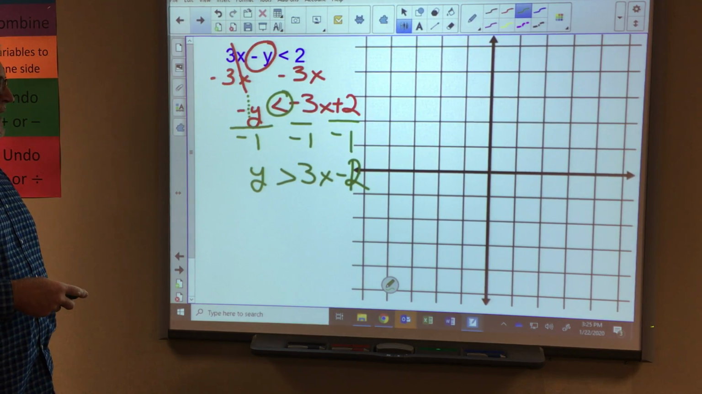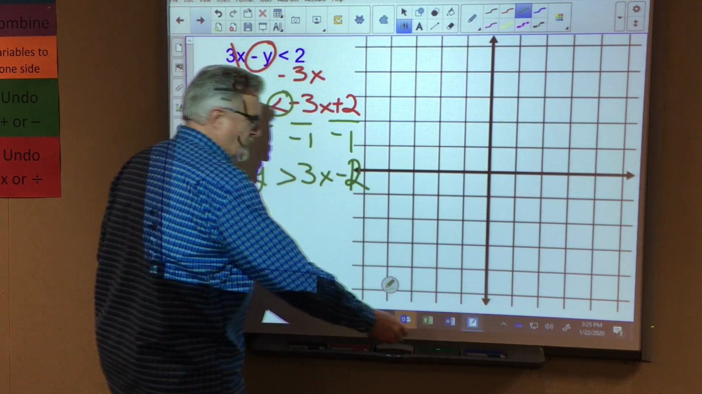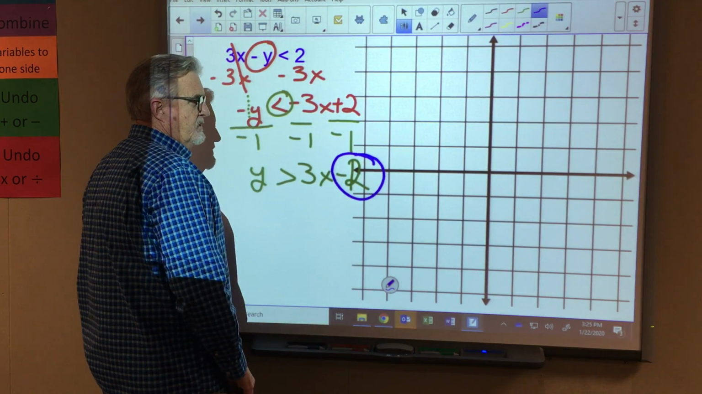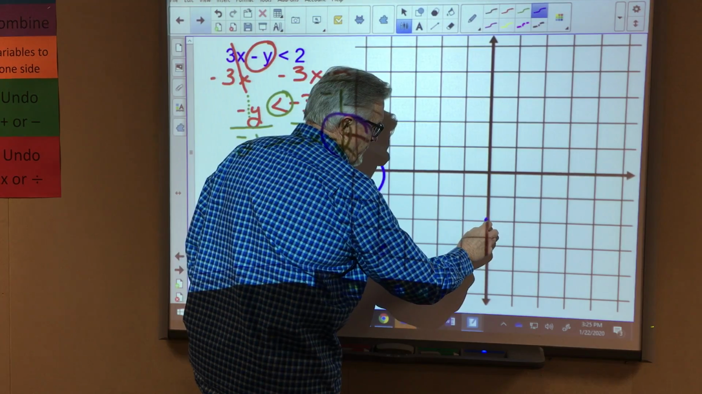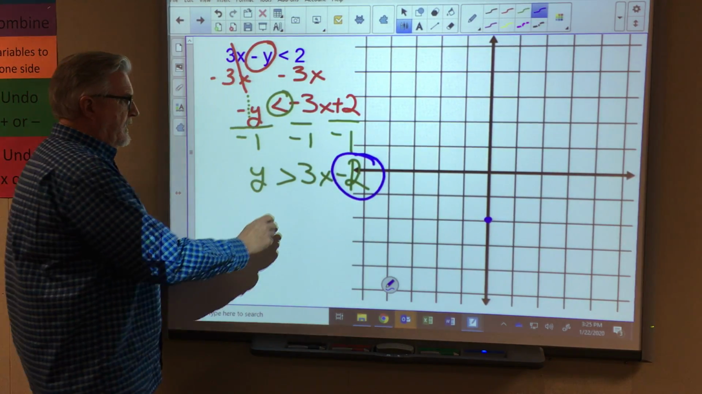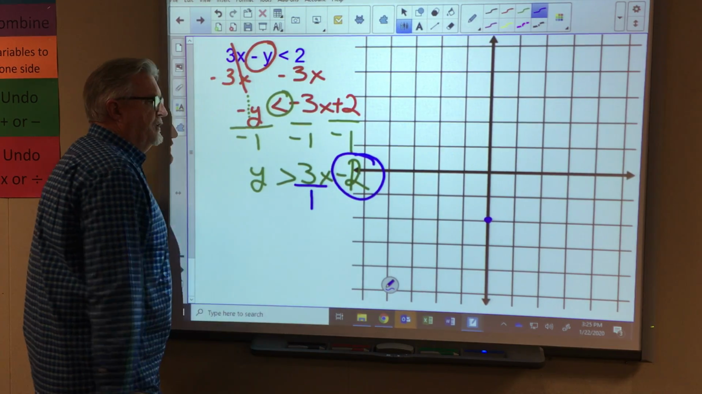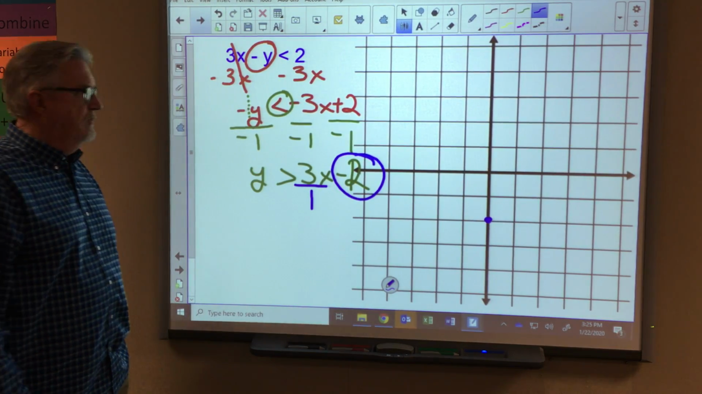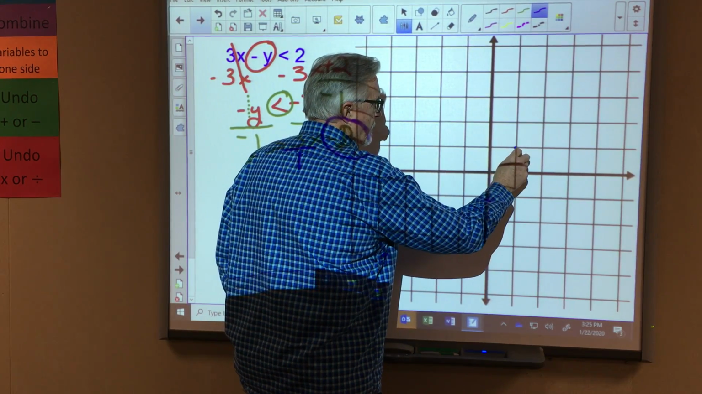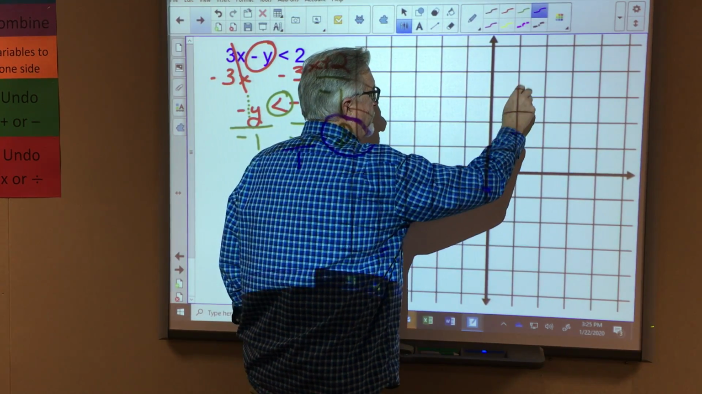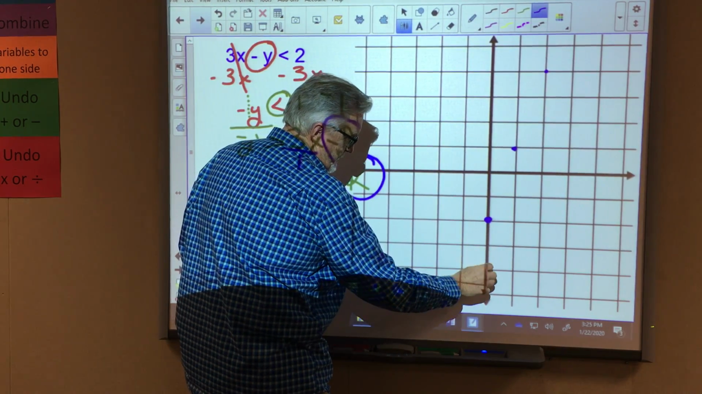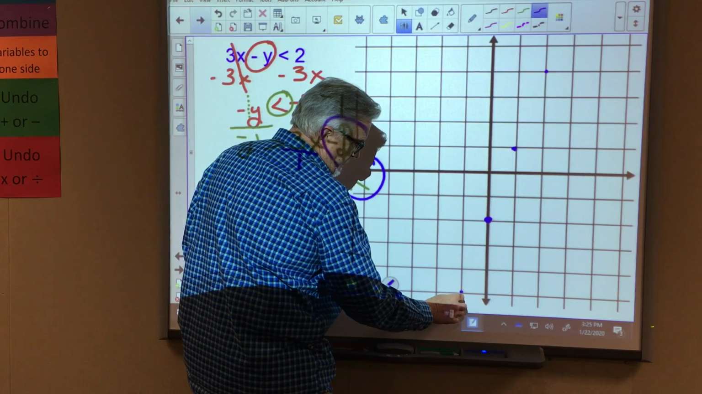Now it's just a matter of graphing it. The first thing we need to do on our graph is to find the y-intercept, which happens to be negative 2. So we would put a point on the y-axis at negative 2. We have a slope of 3 over 1. It's a positive slope, which means we should go up 1, 2, 3, and then 1 to the right. We could do it again, 1, 2, 3, and 1 to the right. We could also go down 1, 2, 3, and 1 to the left.